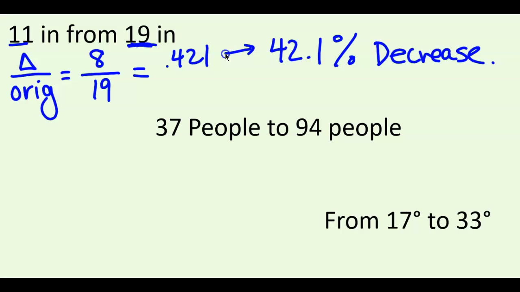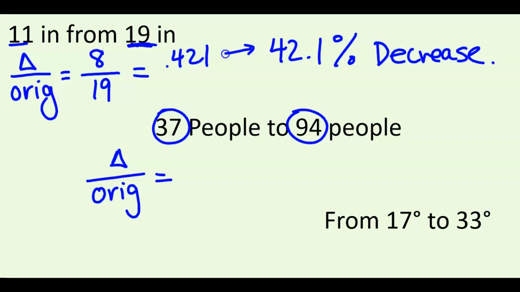37 people to 94 people. Well, start with your formula every time, change over original. The change, if I just subtract these 2 numbers to figure out how much it changed, in my calculator I would do 94 minus 37, and I realize that it went up by 57 people.